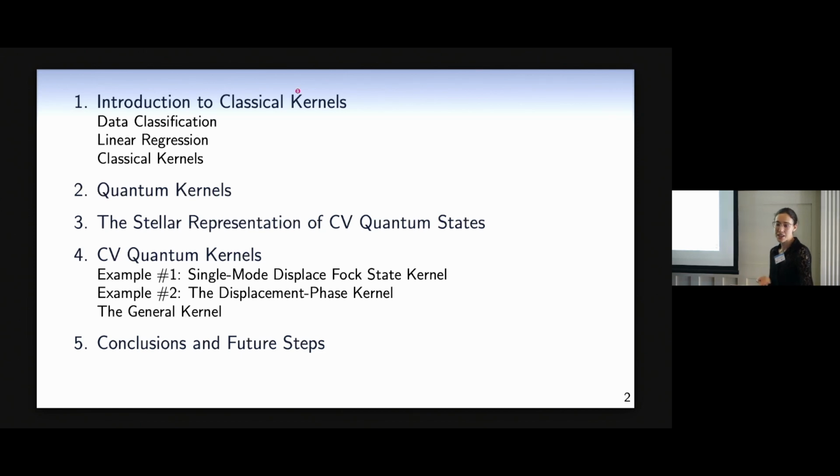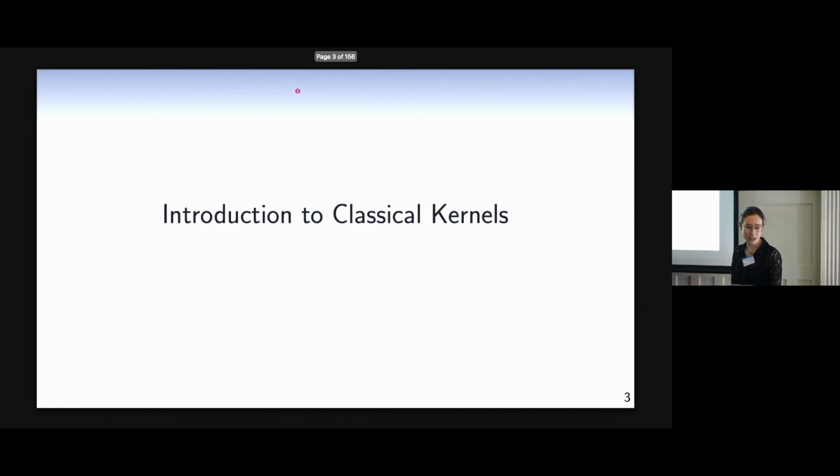So I'm going to introduce classical kernels in the machine learning regime, spend a little bit of time introducing quantum kernels, although you'll see that that's a pretty straightforward thing to do. And then I'm going to go into the stellar representation of continuous variable quantum states, which you have seen a little bit about yesterday. So thank you. But I'm not introducing these right out of nowhere. Then I'm going to give some examples on these kernels and then conclude.